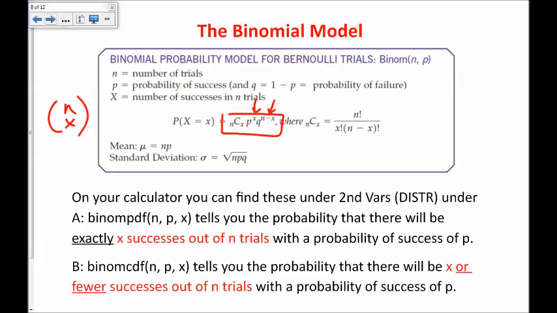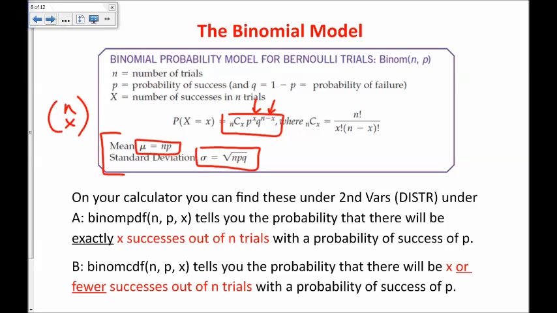Okay, now the mean of this distribution is N times P, and the standard deviation is the square root of NPQ. I would memorize these for all my AP Stats students. Questions like this will come up as we're reviewing for the AP exam. So memorize the mean and standard deviation for the binomial model. On your calculator, you can find these under second var's distribution menu.